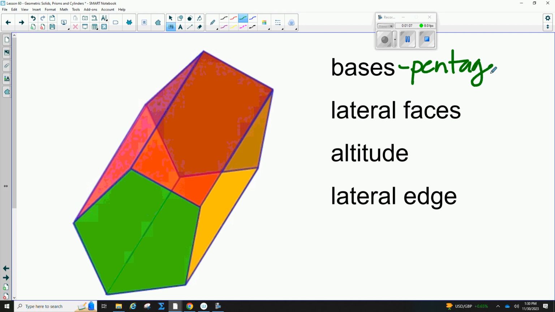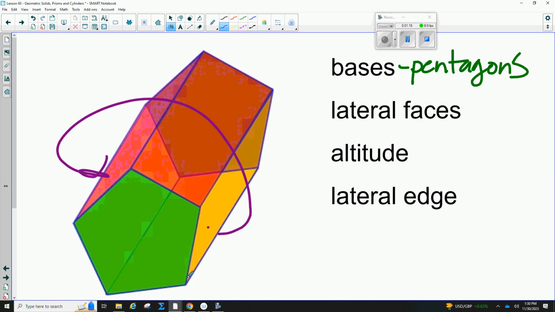All right. What are the lateral faces? Yes, Bishnu. Exactly. All of these things on the outside, okay? Those are the lateral faces. It's everything but the bases. So if I do this Kleenex box and I say that the base is the top and the bottom, the lateral faces are all the other stuff that goes around the sides, okay? Those are the lateral faces.